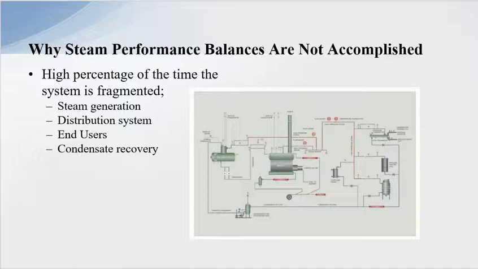One of the things is, why are balances not accomplished in the system? A high percentage of times the system is fragmented. Steam generation is one quadrant of the operation in the plant. Steam distribution is another. End users production is another quadrant, and then we have the condensate recovery system.